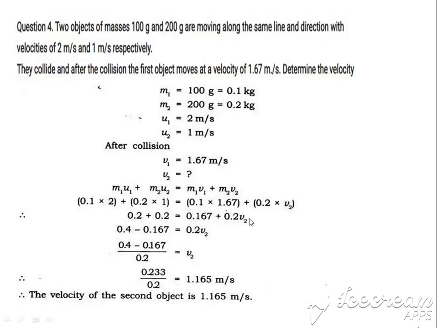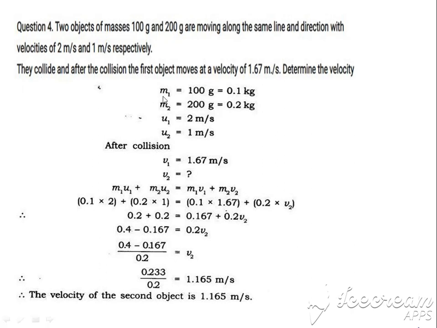Now let us see a sample problem on it. Two objects of mass 100 gram and 200 gram. This is m1, this is m2. They are moving along the same line and direction with velocities 2 meter per second and 1 meter per second. So this is u1 and this would be u2. They collide, and after collision the first object moves with this speed. So this becomes v1, the speed of the first object. Determine the velocity of the second object, that is v2.